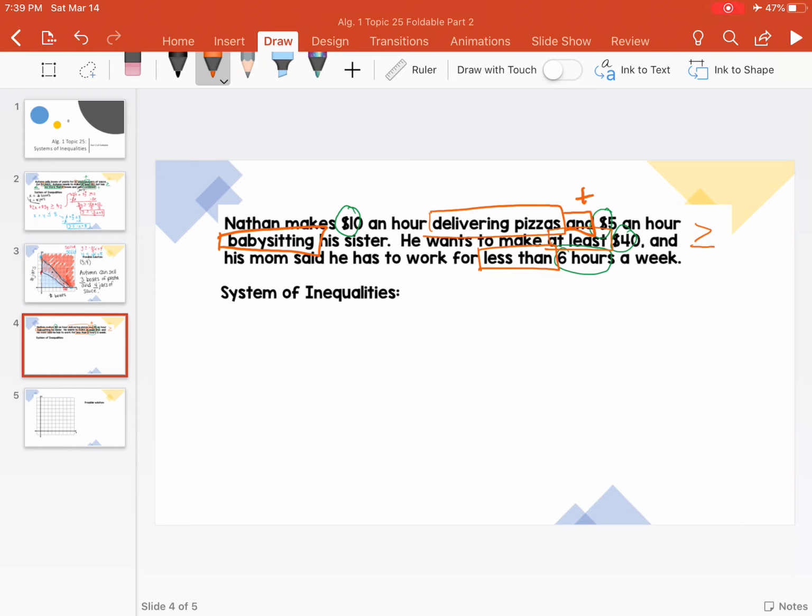Now, his mom says he has to work for less than 6 hours. I don't know, maybe he has some homework to do. So if he needs to work less than 6 hours, can he work 6 hours? No, his mom's going to be pretty picky on that. Can he work 5 hours, 4 hours? Yes. So he can work strictly less than 6 hours.